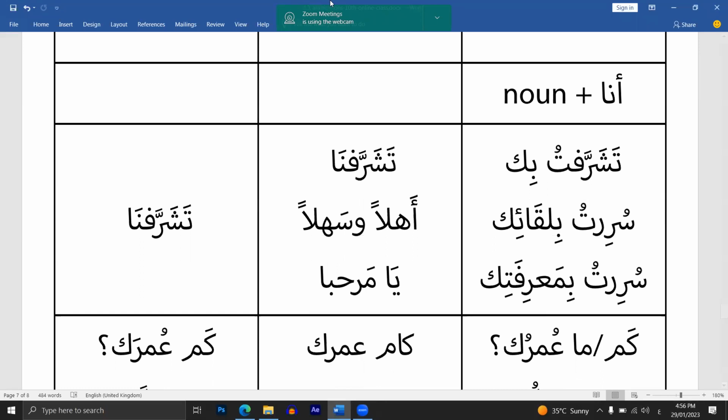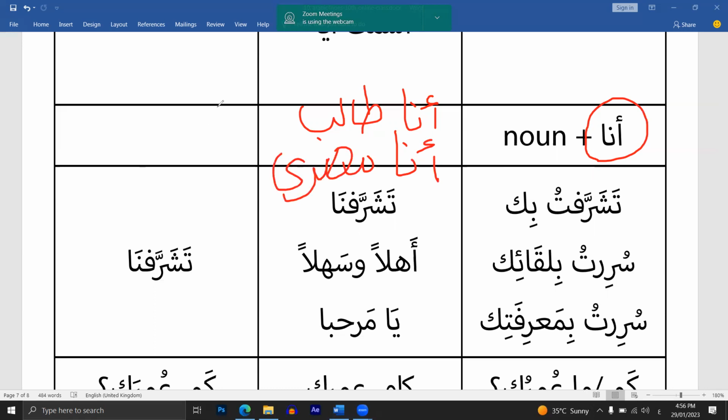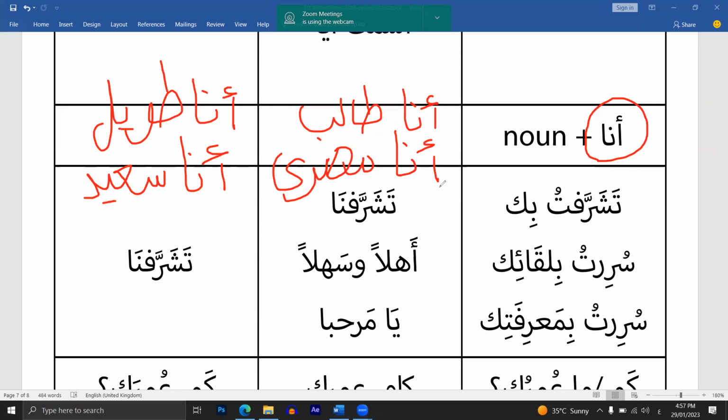Anyway, again, this one is also general: the pronoun أنا. You can use أنا plus anything to give information about yourself. أنا plus noun or أنا plus adjective. أنا طالب. I am a student. أنا مصري. I am Egyptian. أنا طويل. I am tall. This is an adjective. أنا سعيد. I am happy. Another adjective. So this is general, like we said with كيف.